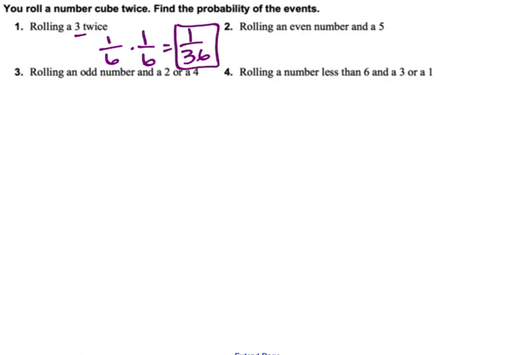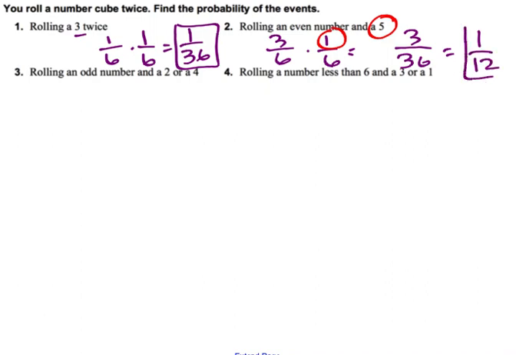Rolling an even number and a 5. There are 3 out of 6 even numbers for the first event, 1 out of 6 for the second event. Now, a very common mistake students make is to treat that number 5 as the number of outcomes, but there's only one 5, there's only one outcome. Anyway, multiplying across carries 3 out of 36, which is 1/12 being the probability.